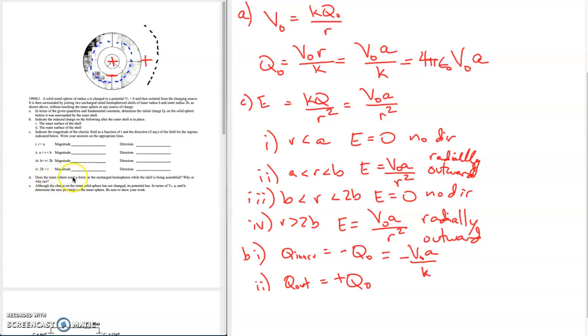Does the inner sphere exert a force on the uncharged hemispheres while the shell is being assembled? Well, yes. If you notice this bar here and that bar here, that's to indicate that we have a hemisphere here and we have a hemisphere there. And initially, we have no charge on either hemisphere. But while it's being assembled, what's going to happen is, so we've got pluses and minuses spread evenly throughout everything.